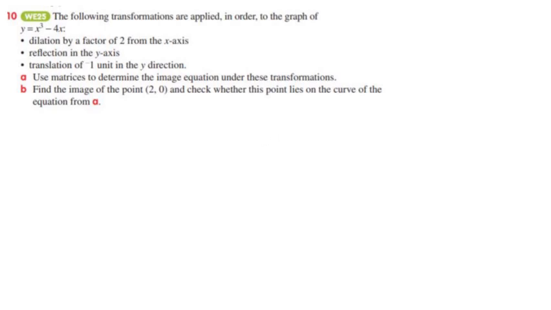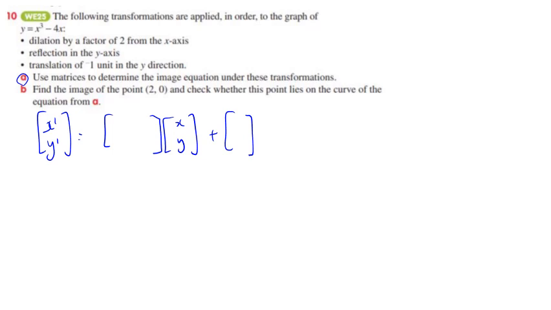Hi everyone, so we're doing question 10 here from the worksheet, and the first question says we've got to use matrices. Now if we're going to be using matrices, it's going to be in the form something like this: x dash, y dash is equal to the transformation matrix multiplied by x, y, and then plus whatever the translation matrix is. So let's have a look and see what's actually happening.